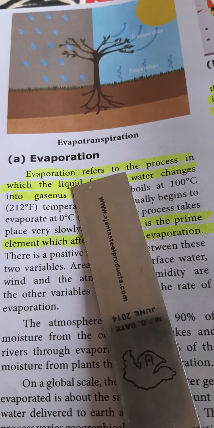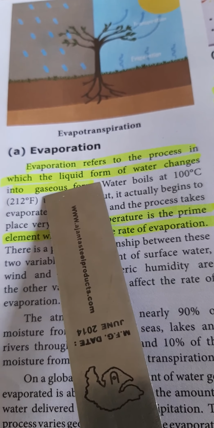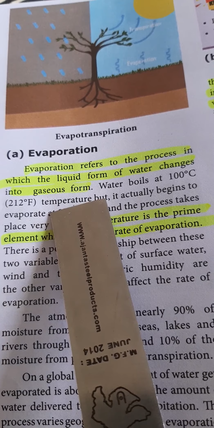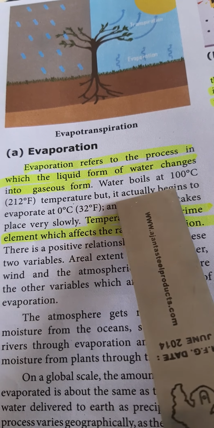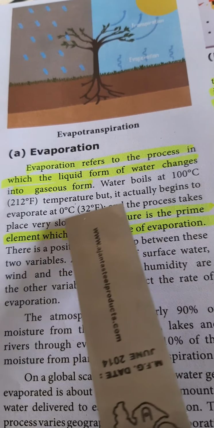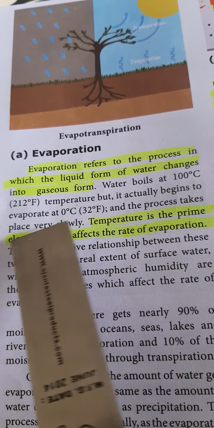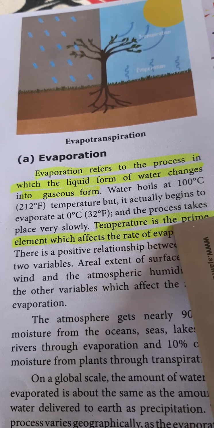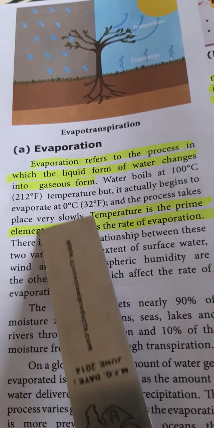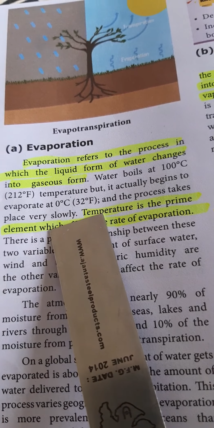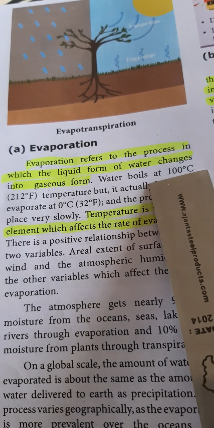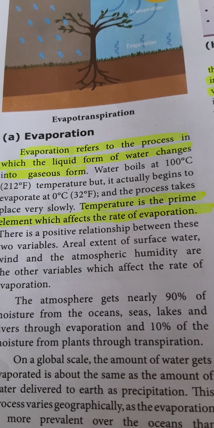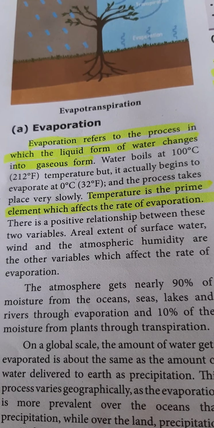Evaporation refers to the process in which the liquid form of water changes into gaseous form. Water boils at 100 degrees Celsius, but it actually begins to evaporate at 0 degrees Celsius, and the process takes place very slowly. At 100 degrees Celsius, it is heavy. It absorbs more, so evaporation is more.